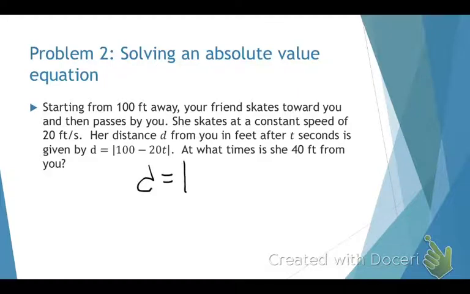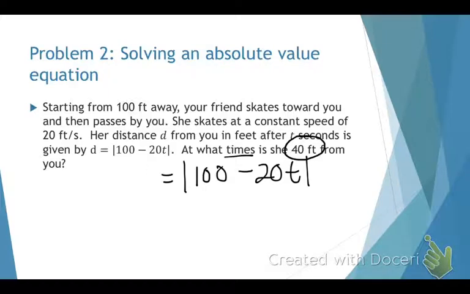D is equal to the absolute value of 100 minus 20t. I know that I am trying to find the times, which is why I have that variable of t. I also see that it says I'm looking for the time when she is 40 feet from me. And so 40 feet is a distance, so I'm going to substitute that in for the letter D here. And then I'm going to solve my absolute value equation.